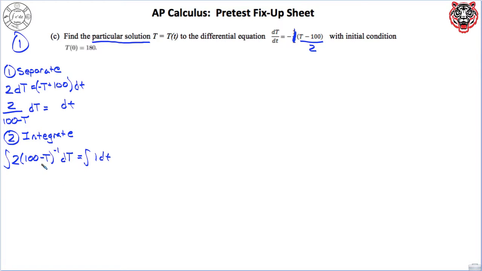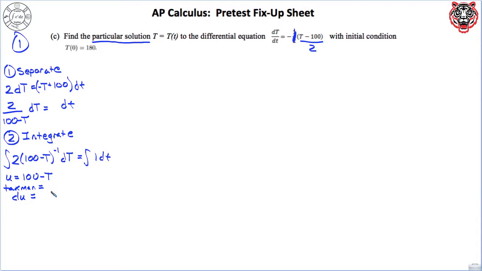Do we need to use the taxman or u-substitution? Looking at the denominator, the coefficient of t is 1. Therefore, we do need to use it. So we need a u, we need a taxman, and we need the du, the derivative of u. Okay, u is 100 minus t.